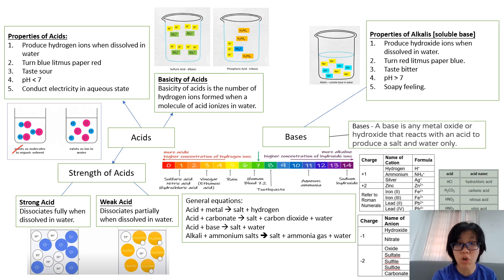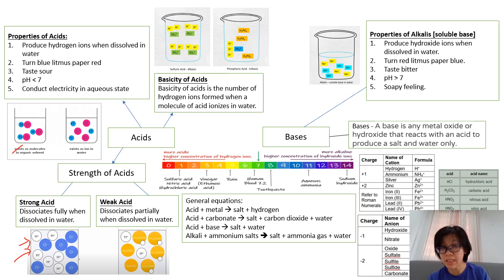An acid is strong if, number 1, it can dissociate fully when dissolved in water. What does it mean by dissociate fully? Dissociate fully means all the acid molecules are able to separate into its respective ions. So you see the hydrogen chloride acid, hydrochloric acid, will separate into the H plus and Cl minus. So everything is separated. All the molecules of HCl are separated.